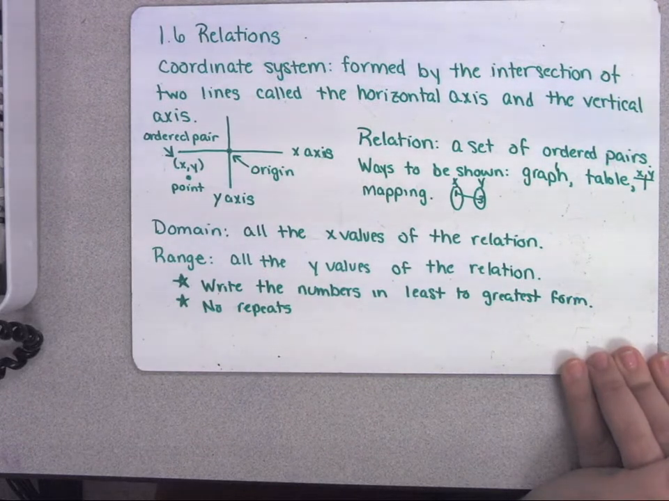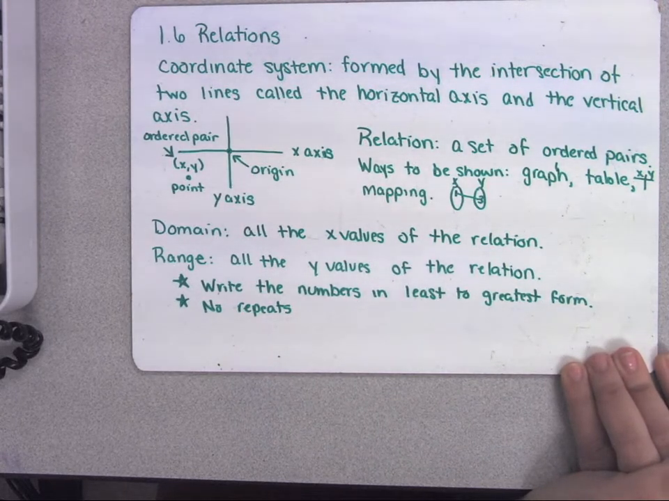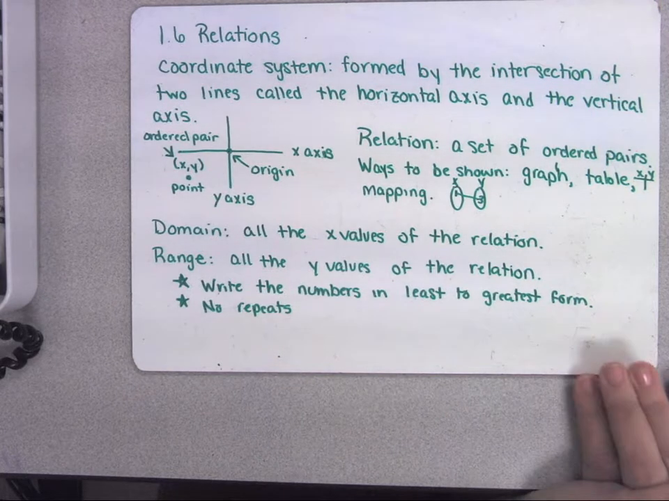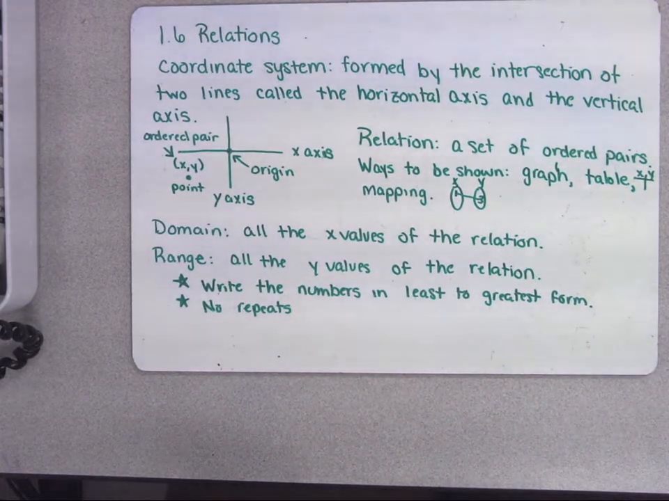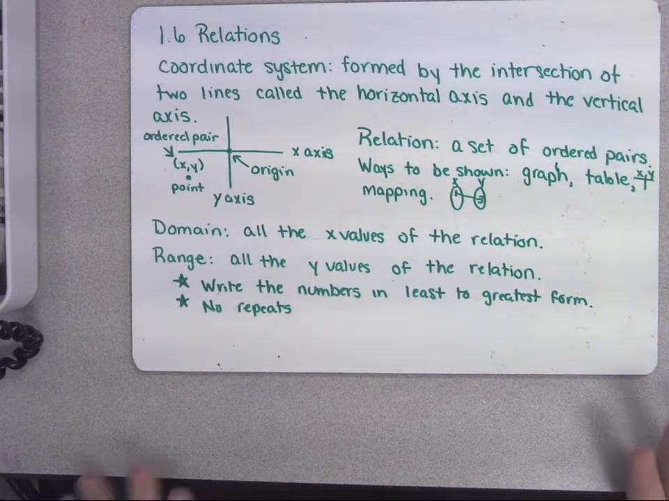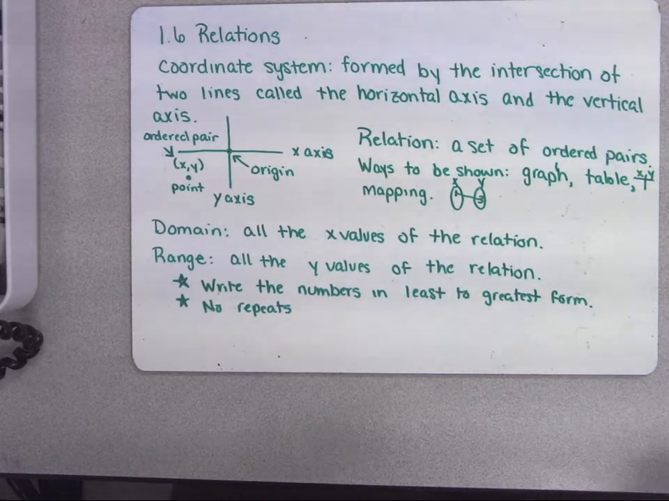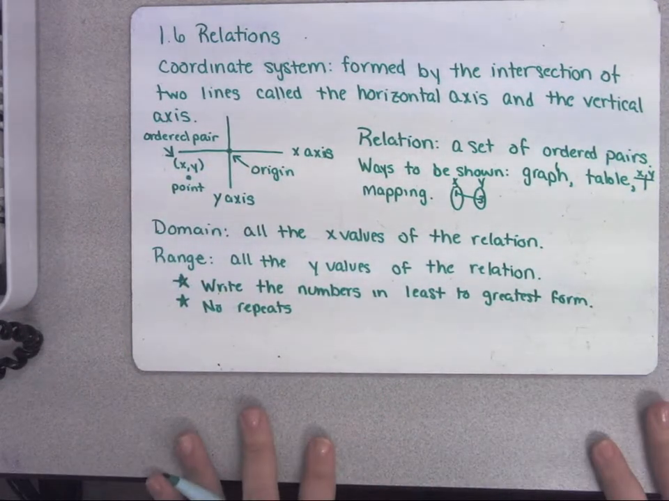What do you think I mean by no repeats? Ever, in general, what do you think? What's that mean? No repeats of the same number. So if I'm writing my domain down and 2 of my points have 2 as their x's, we're only going to have to write 2 once. Now if my domain and range both have the number 2, those are 2 different questions, right? So they're allowed to have the number 2. But in my domain, they cannot repeat. In my range, it cannot repeat.